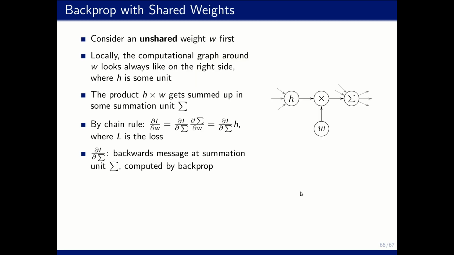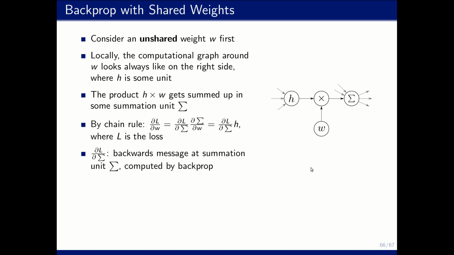And to answer this, let's first just look at an unshared weight. So for example, this is an arbitrary weight in some matrix multiplication in a fully connected layer. And now we first look at how this looks for an unshared weight. And now essentially we can look at the computational graph. So a neural network is really just a computational graph. And we can now just zoom into this unshared weight. So the computational graph for an unshared weight will always look like this here on the right.